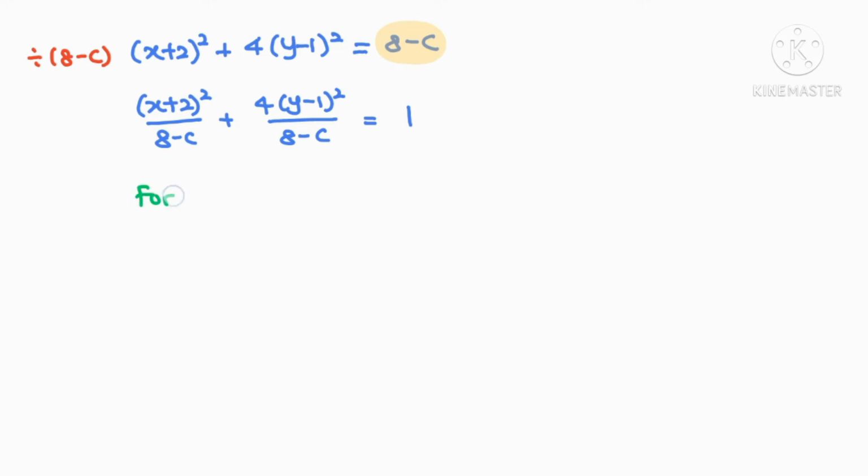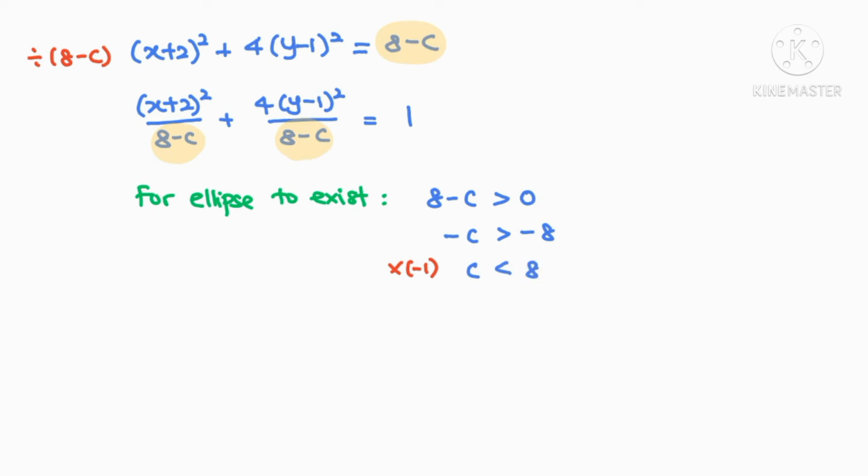Now, for an ellipse to exist, the value of 8 minus c in the denominator must be positive. So 8 minus c must be greater than 0. Let us solve this. Negative c is greater than negative 8. Now we need to eliminate the negative by multiplying by negative 1. So we get c is less than 8.